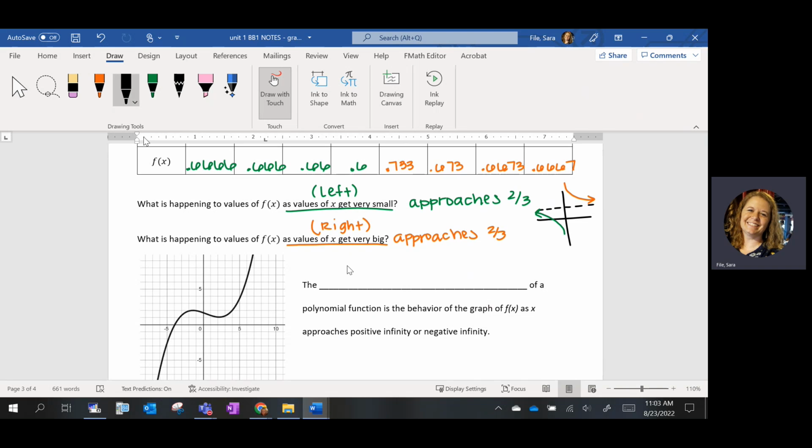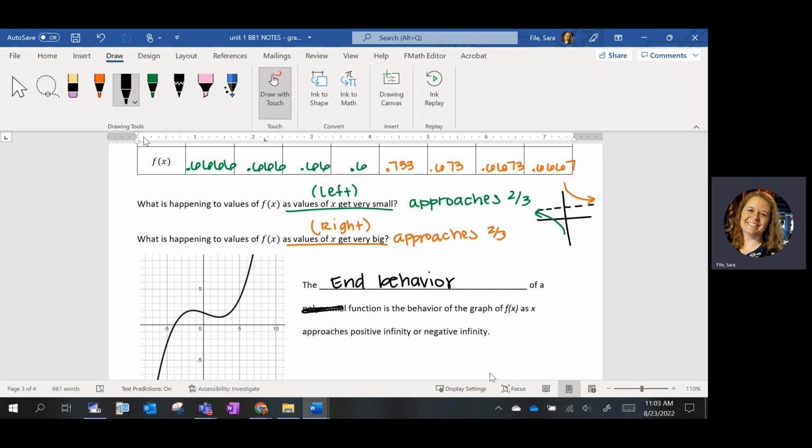Okay, so here it says the end behavior, and I'm going to mark out this word polynomial because yes, this is true for polynomials, but it's true for others as well. They don't have to be polynomial. That example we just did was what type of function? It's transformed from the reciprocal, so it's a rational function. Yeah. Okay, so it's not just polynomial functions.